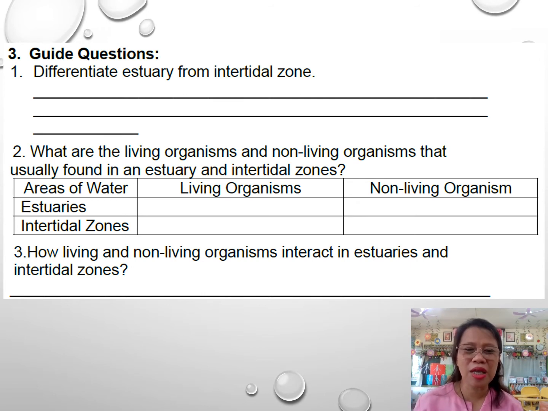And for number 3, you are going to answer this one. How living and non-living organisms interact in estuaries and intertidal zones. Okay. Again, you can pause, you can replay so that you can write the correct answer. Don't you worry about it.